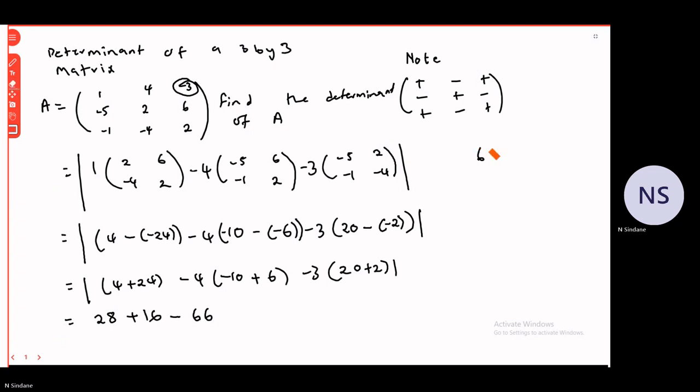See, 28 plus 16. This and this, they give me 4. This and that, they give me 3. So this is 34. So I have 66 minus 34, which is equal to 22. Right? But my 66 is negative. This will be negative 22. That is how I determine my determinant of this 3 by 3.